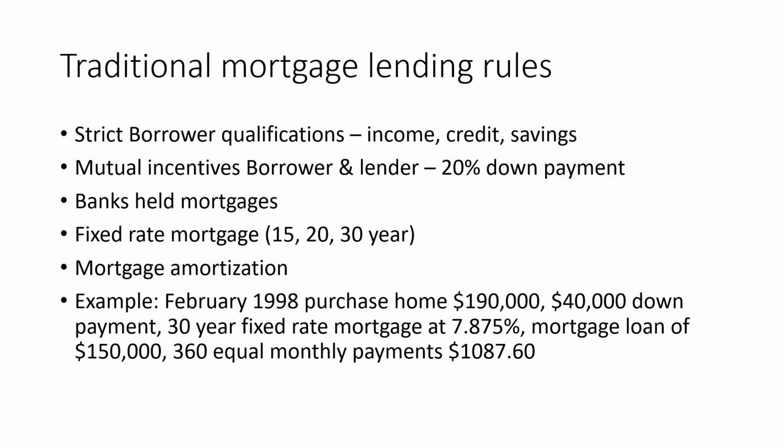On the next slide, we're going to demonstrate what is called the mortgage amortization schedule. The way a fixed rate mortgage works is as follows. The payment remains the same over the duration of the loan, as stated earlier. 15-year mortgage, 180 equal payments. 20-year mortgage, 240 equal payments. 30-year mortgage, 360 equal payments.